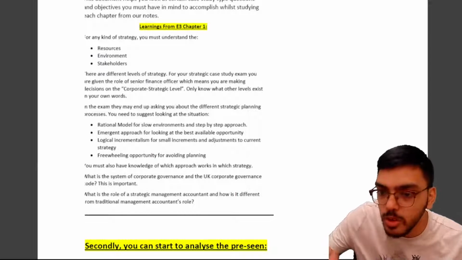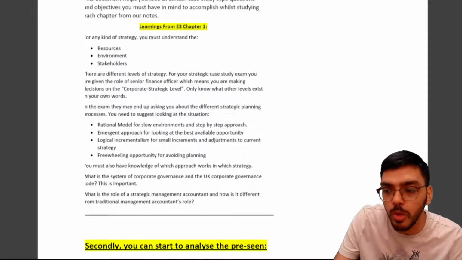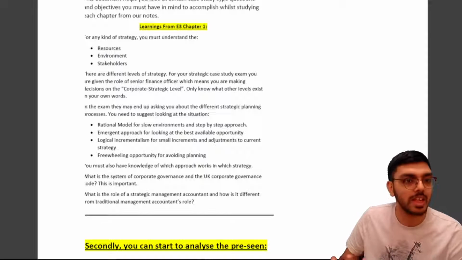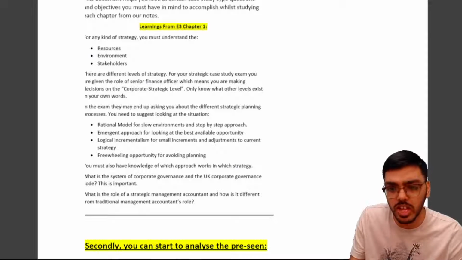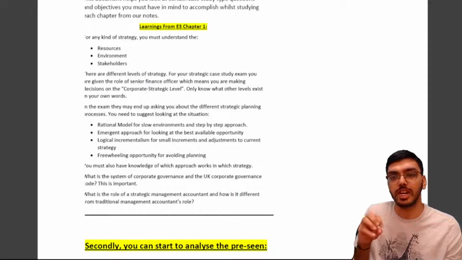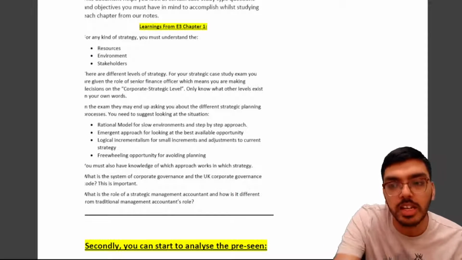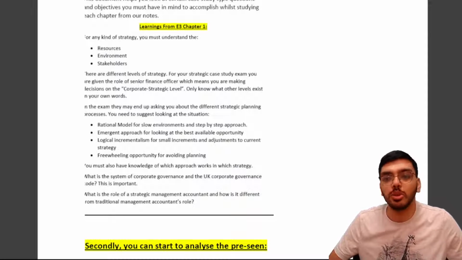So only know what other levels exist, in your own words. You don't need to know anything else. You don't need to muddle up, just remember everything else. You don't need to bundle all your knowledge. No, just know what the levels of strategy are. So this entire learnings document has been created to guide you through the process.